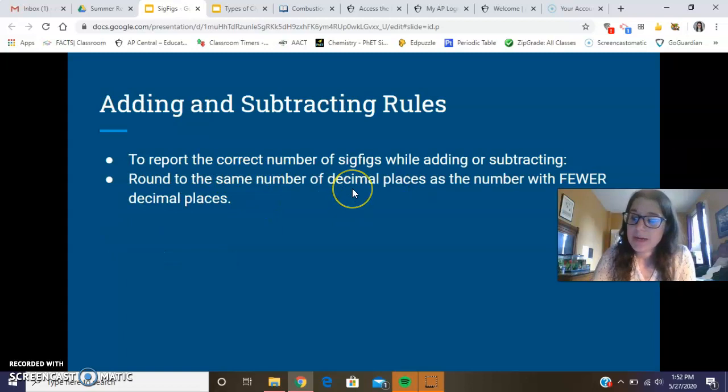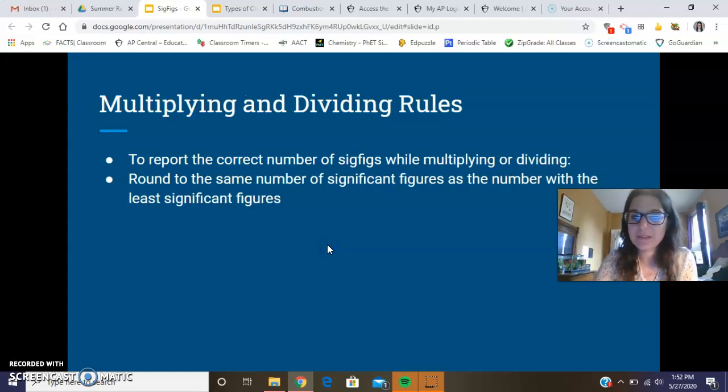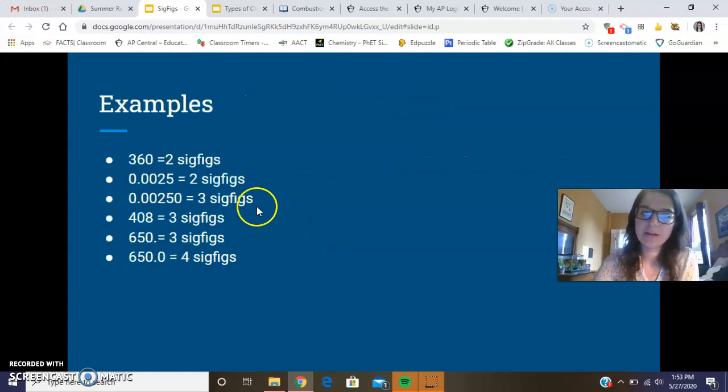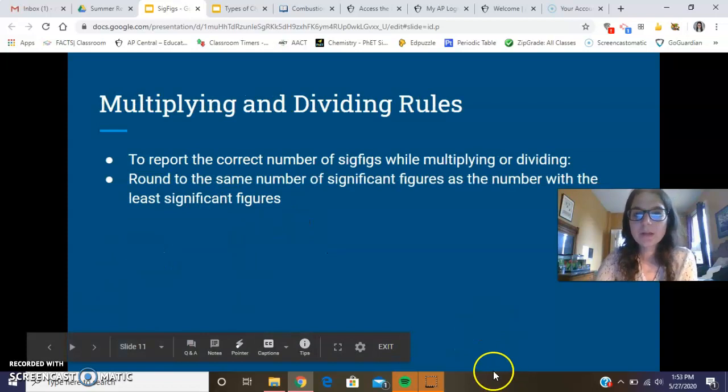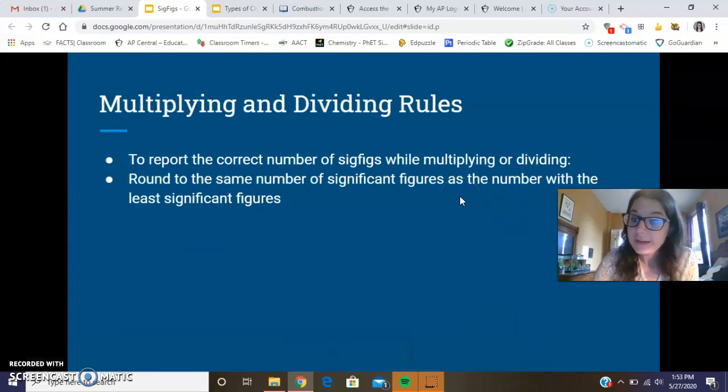We have rules for adding and subtracting and multiplying and dividing sig figs. For addition and subtraction, the final answer that we report is based on decimal places. So the final answer is going to have the same number of decimal places as the number with fewer decimal places. For multiplying and dividing, it's not based on decimal places, it's based on significant figures. So that's where being able to determine significant figures is important. For multiplying and dividing, you're going to have the same number of sig figs as the number with the least number of sig figs that you started with.